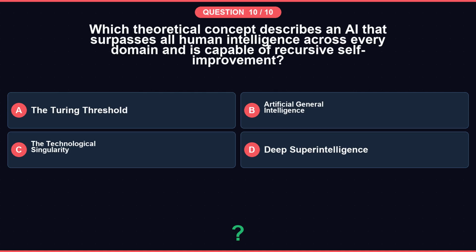Question 10. Which theoretical concept describes an AI that surpasses all human intelligence across every domain and is capable of recursive self-improvement? A. The Turing threshold. B. Artificial general intelligence. C. The technological singularity. D. Deep superintelligence.